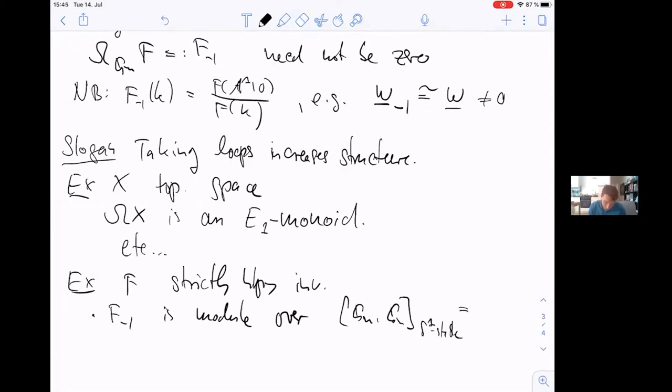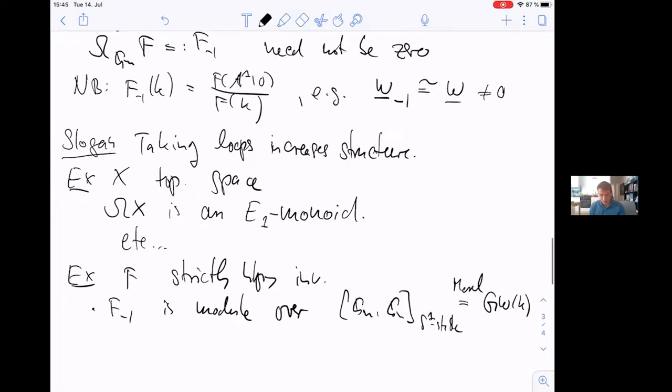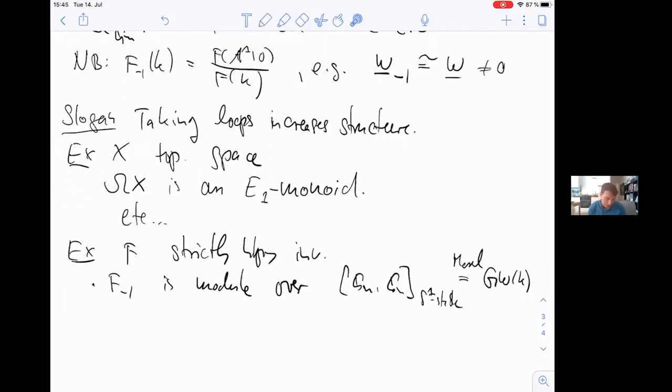And the point is this thing has been computed by Morel to be the Grothendieck-Witt ring of K. So what you learn is that this F was just some strictly homotopy invariant sheaf which someone has given you, and you contract it down once, and now suddenly everything becomes a module over the Grothendieck-Witt ring, which can be a moderately complicated ring. It's just some extra structure which somehow pops out of the sky, and maybe it will be useful.